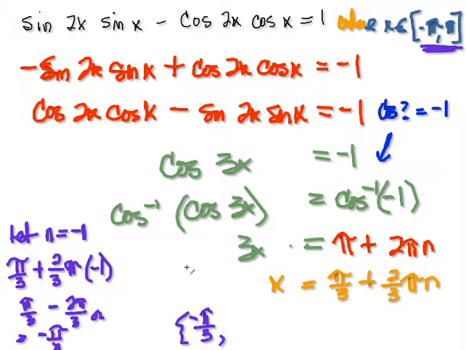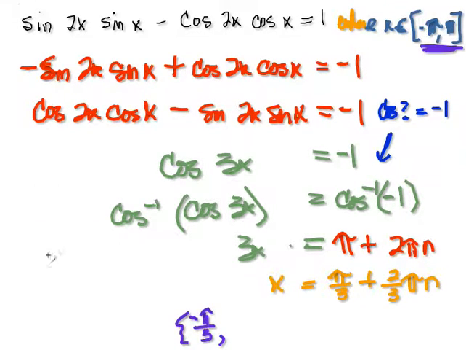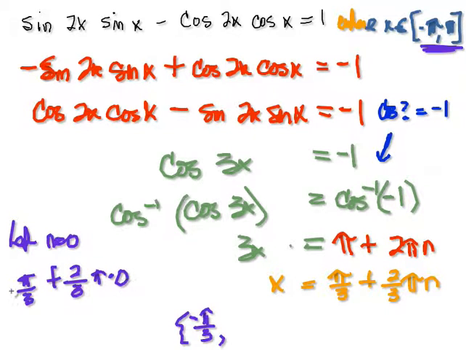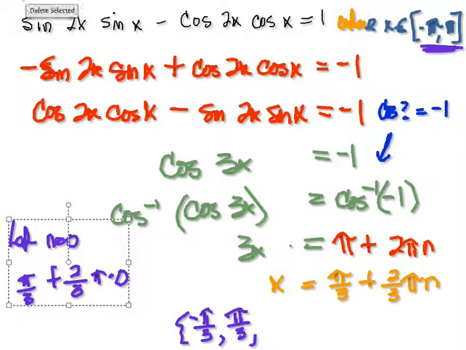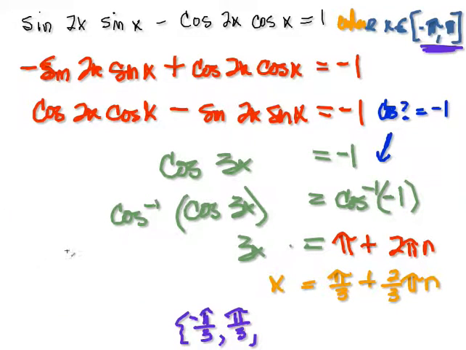Okay, now if I let n be 0, that's easy peasy. We'll let n equal 0. We're going to get pi thirds plus 2/3 pi times 0, and so I get pi thirds. And now let's let n equal 1, and let's see if I get a number in that range. I could keep going with this, but I think this will give me all my possibilities.